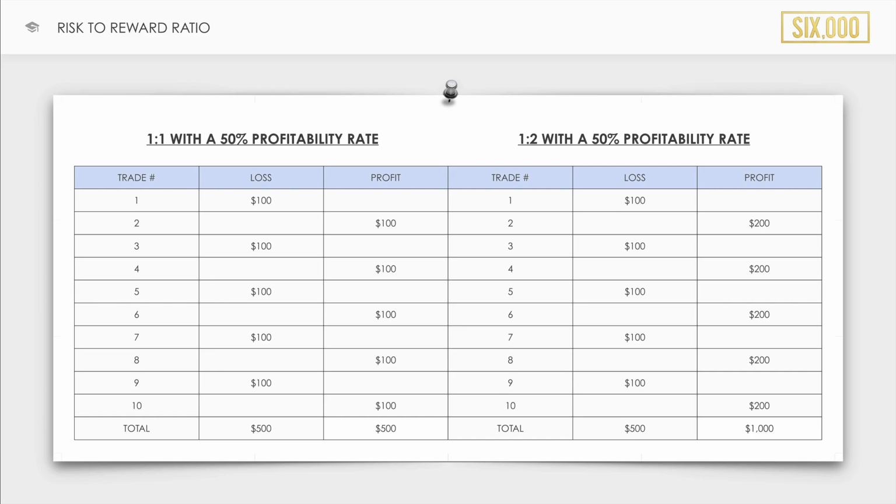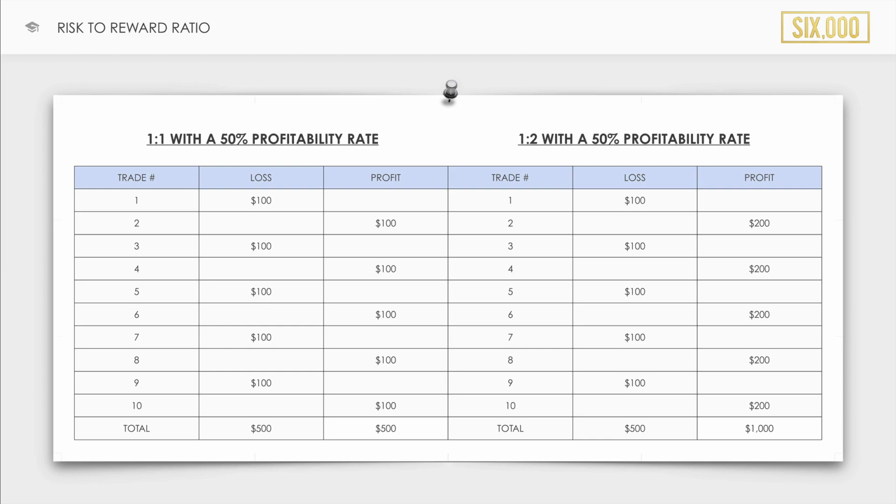Now, on the flip side, we have a 1 to 2 risk to reward with a 50% profitability rate. We lose 100, but we know we're making double what we risk. We're making $200. So not only are you making back your initial 100, but you're making an extra $100 every single trade. You then lose another 100, but you make a further 200. And this just continues. And over just 10 trades, you will have doubled your trading account with a 50% profitability rate.